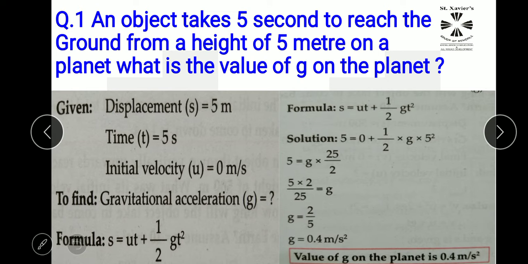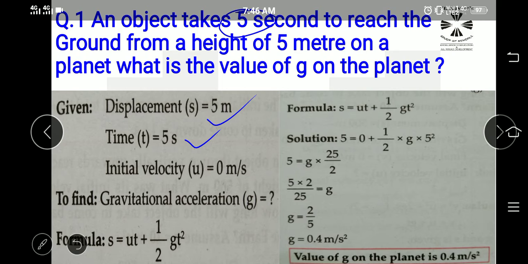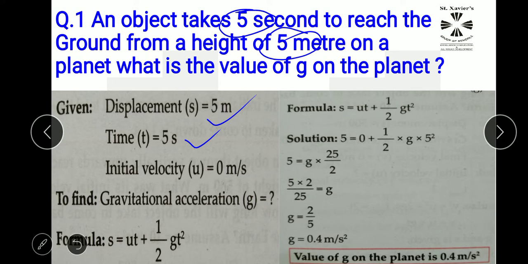When we see the second sum: an object takes 5 seconds to reach the ground from a height of 5 meter on a planet. What is the value of g on the planet? Here, students, distance is given as 5 meter and time is given as 5 seconds.